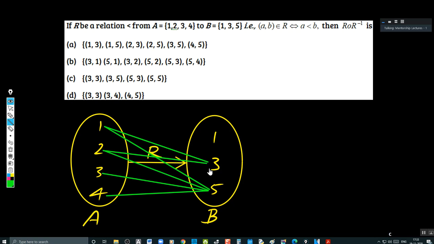Anyone, do you tell me what should be R inverse now? B to A mapping. That's it. I'll show you like this for your better understanding of what I'm doing. I'm creating one more A here for you to understand R o R inverse. Come on, tell me. What should be written here? 1, 2, 3, 4.